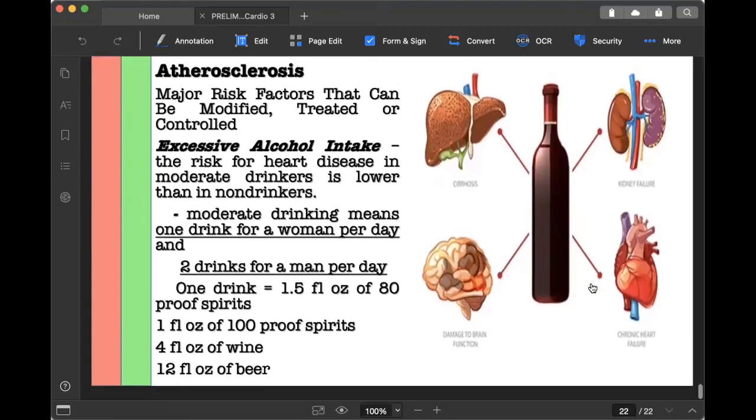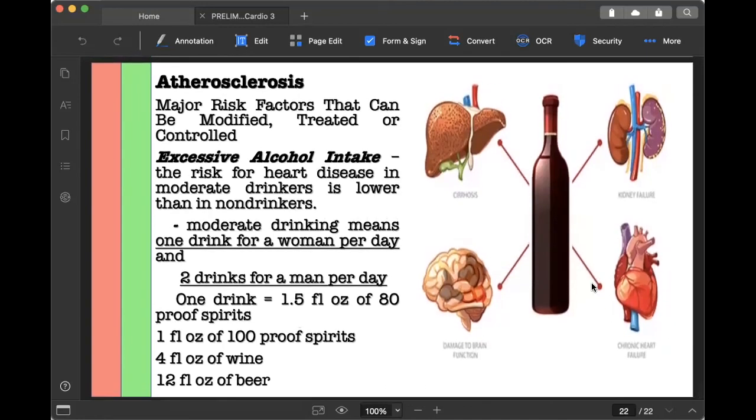Okay. So this is the third part of your critical nursing care towards your cardiovascular system. So a while ago, we talked about your cardiomyopathy and your atherosclerosis.